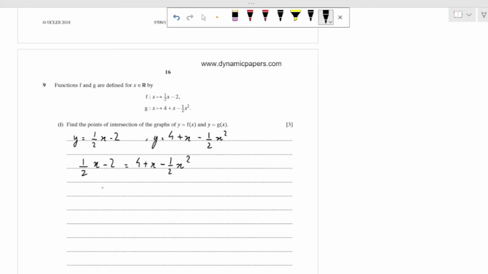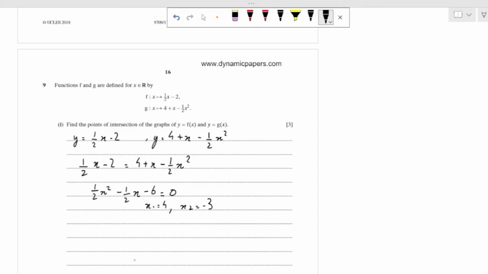Now when we rearrange, we will get 1 by 2 x squared minus 1 by 2 x minus 6 is equal to 0. And now we can put these values in our calculator and solve it. We can put in the formula, so a is 0.5, and then we have b as minus 0.5 and c as minus 6. And we get the values of x as 4 and minus 3. x1 is equal to 4 and x2 is equal to minus 3.